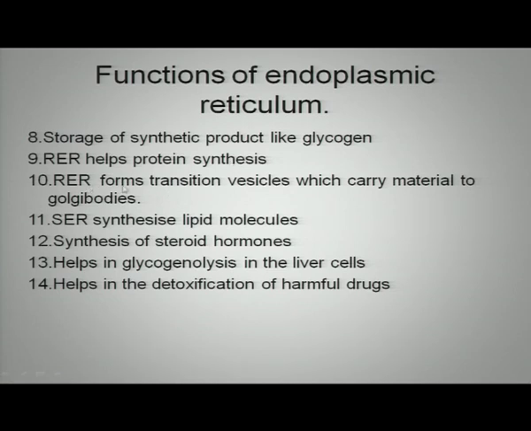Then the rough endoplasmic reticulum forms transition vesicles which will carry the different materials to the Golgi bodies. So, from the rough endoplasmic reticulum, materials are transported to the Golgi bodies through these transition vesicles.